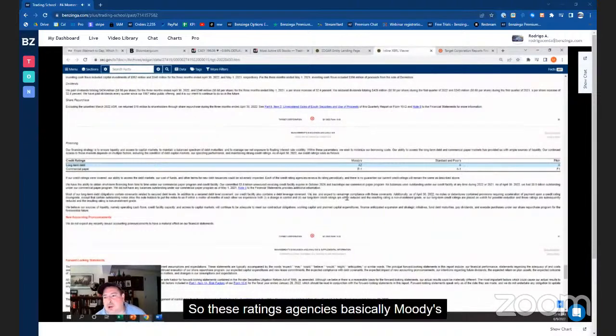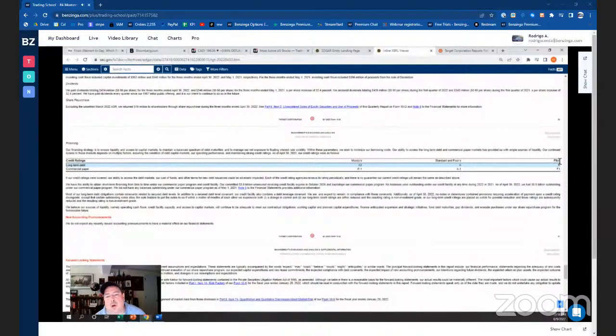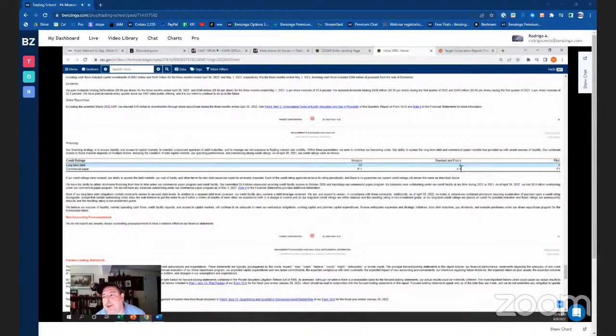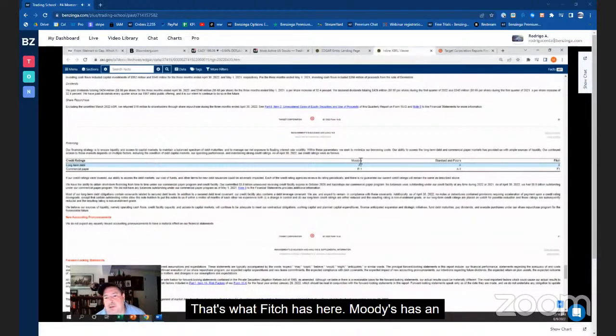All right. So these ratings agencies, basically Moody's, Standard & Poor's, and Fitch, will say, hey, this is an A-rated company. You know, the odds of these guys defaulting on their debt are practically nil, right? That's what Fitch has here. Moody's has them at A2. I'm not really sure of these scales.